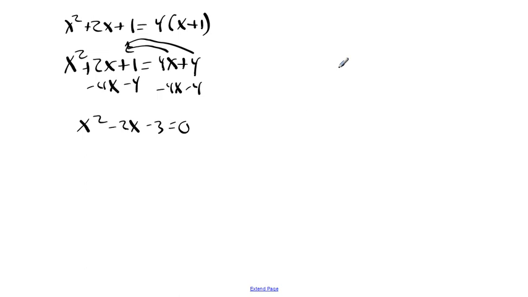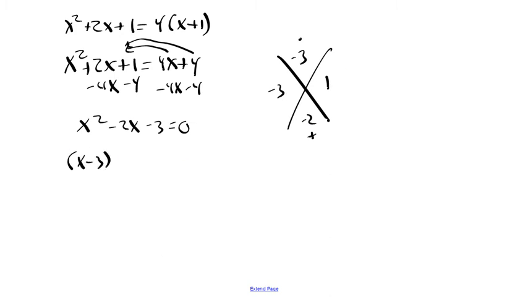And we could use my cool little judo x, and put the negative 3 on top and the negative 2 on the bottom. So two numbers that multiply and give me negative 3 and add to get negative 2. So let's see, it's going to be negative 3 and 1, right? Negative 3 times 1 is negative 3, and negative 3 plus 1 is negative 2. Okay, so those are my two factors, x minus 3 and x plus 1.